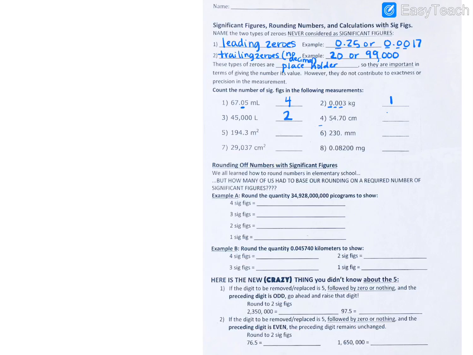Number 4, this is going to be 4 significant figures. This is a trailing 0 with a decimal present, so it does count. Number 5, that's going to be 4 sig figs. Number 6, this is 3 sig figs because of this decimal right here. Number 7, that's 5 significant figures. This is a sandwich 0. And then for number 8, that's going to be 4 sig figs. These are leading zeros. They do not count. These are trailing zeros with a decimal present, so they do count.